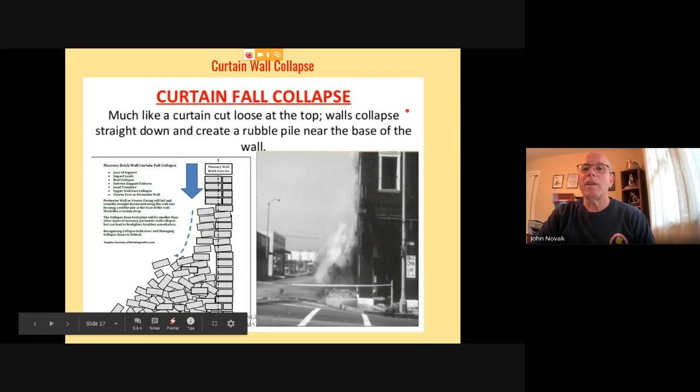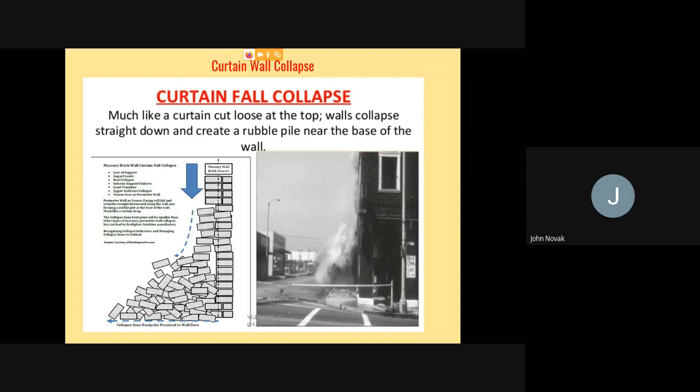All right, curtain wall collapse. I think we showed this in the wood frame section. Curtain wall is basically just our brick veneer, attached to the wall with some type of metal tabs, and over the years you get water behind here. The metal fasteners rust away, and all of a sudden you have a collapse.